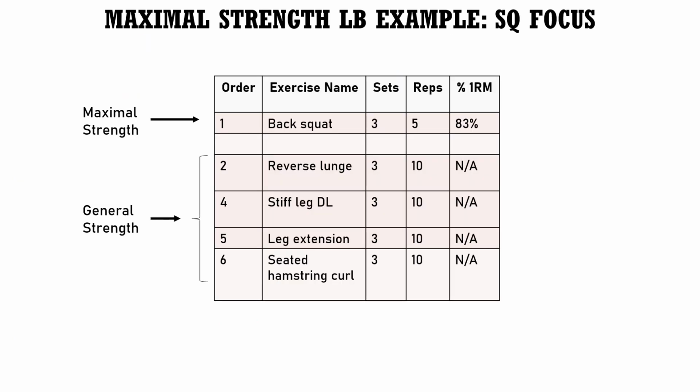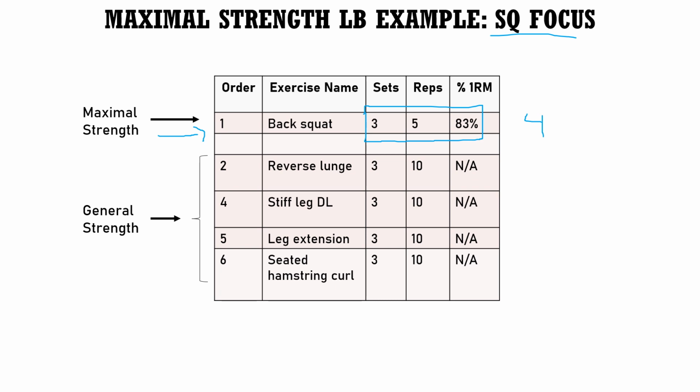This is an example of a lower body day that happens to have a squat focus. So we have used the back squat here as our exercise that we're going to train using our maximum strength type of parameters. So in this example, we've chosen 3 sets of 5 repetitions using 83% of the 1RM. We would also have our enforced rest interval here, so perhaps 4 minutes.